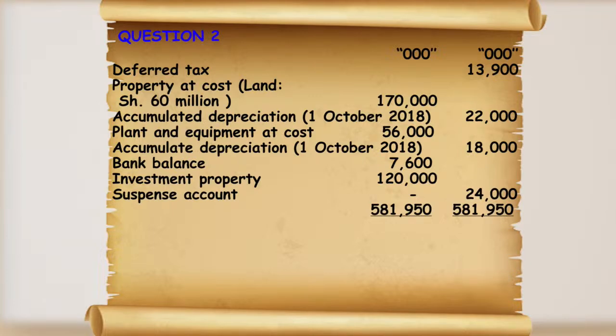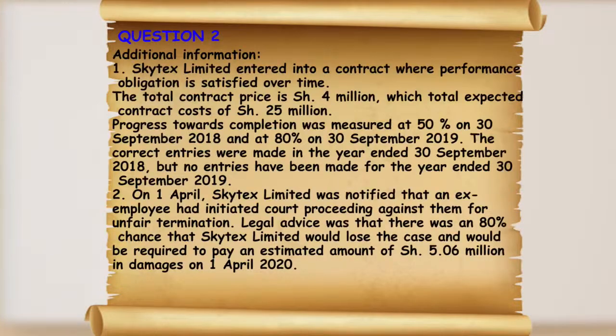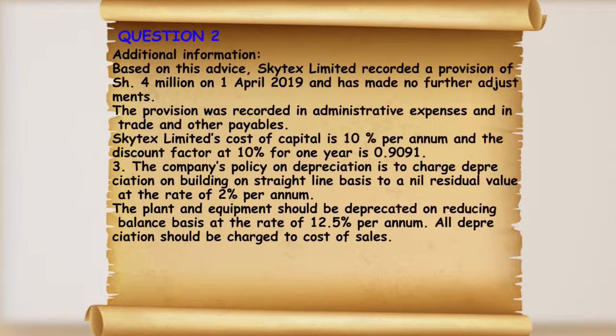We have plant and equipment. We have its accumulated depreciation. We have bank balance. We have investment property. And then we have suspense account. And then from there we have additional information. In the additional information, we have note 1 up to note number 7. We're going to go through that as we have some workings.